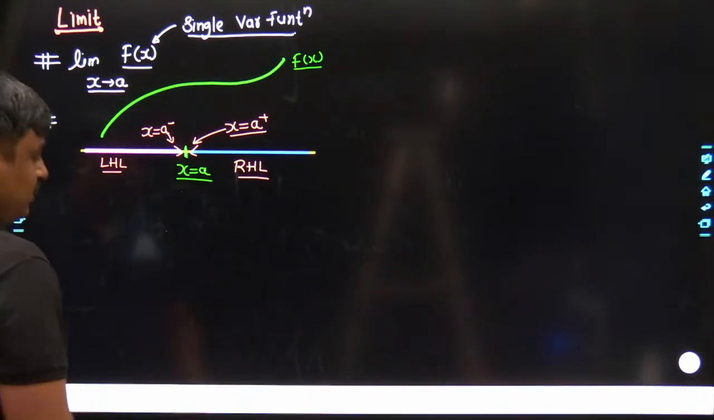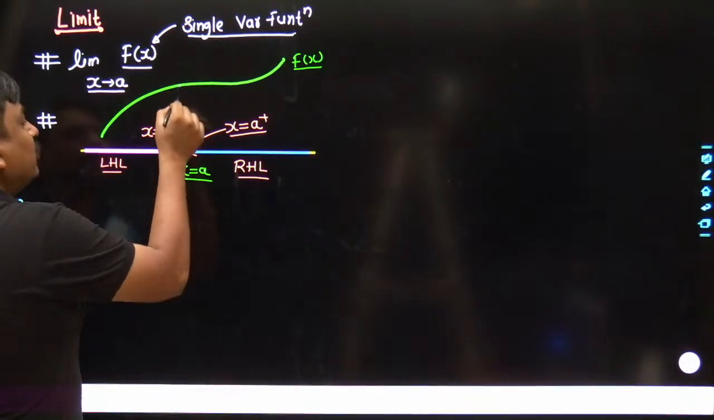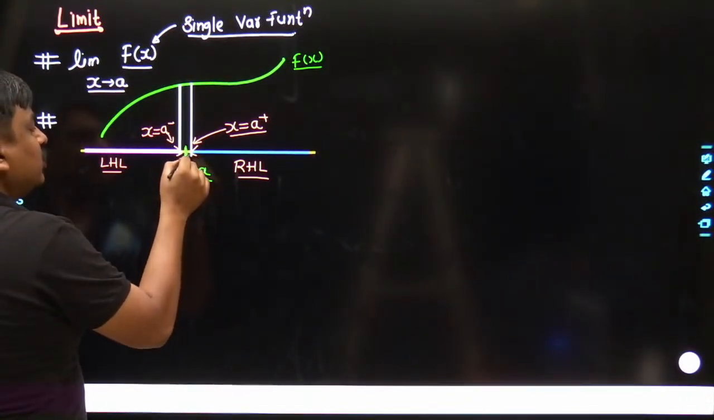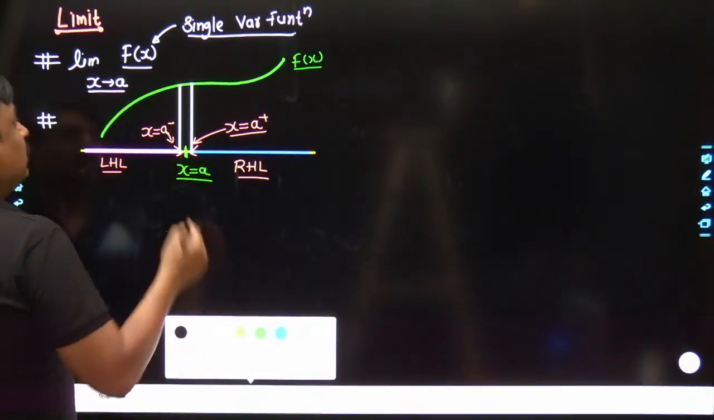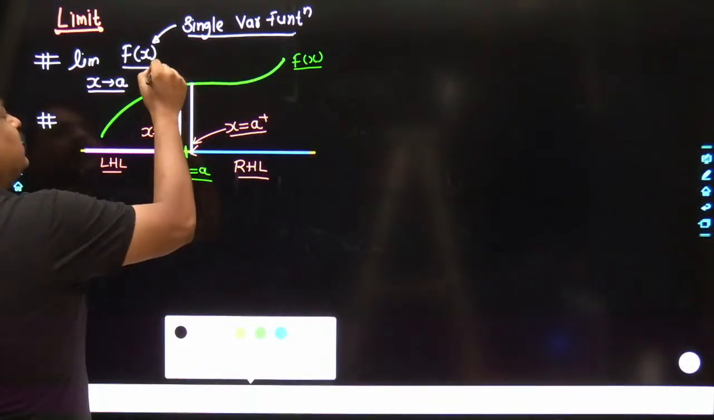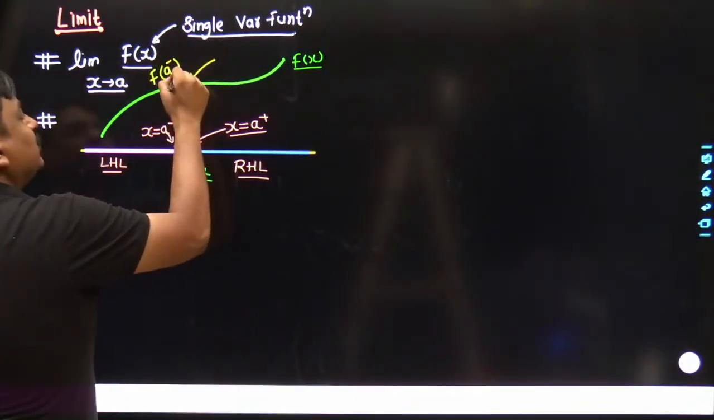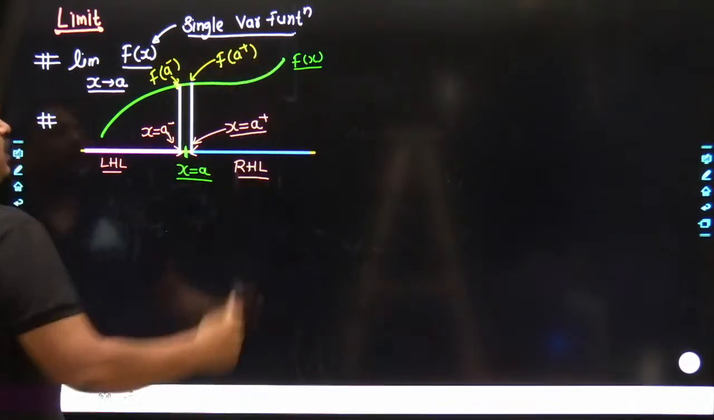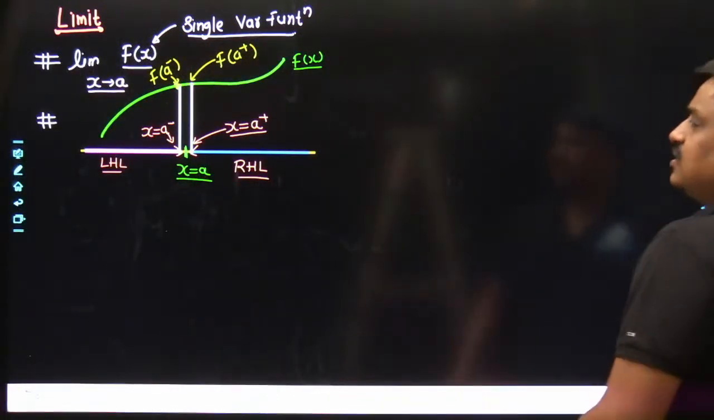What you are going to do over here, now you would be calculating the worth of the function at x is equal to a minus, and similarly you would be calculating the worth of the function at x is equal to a plus. What had been the values? Here the value had been the worth of the function at x is equal to a minus, that had been f of a minus, and similarly the worth of the function at x is equal to a plus had been f of a plus. Could you understand?